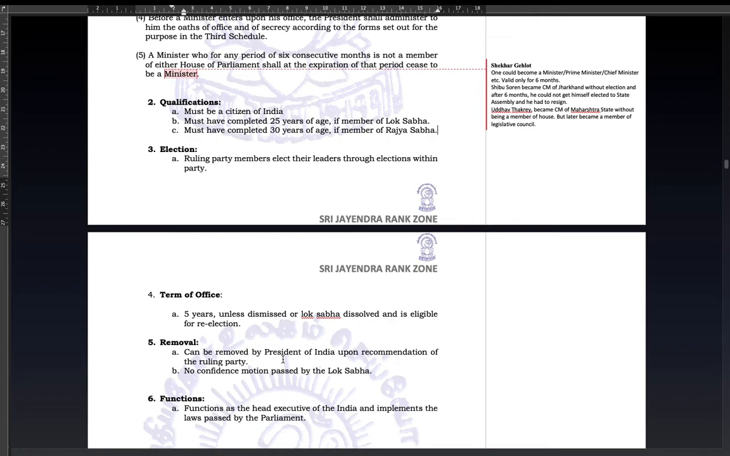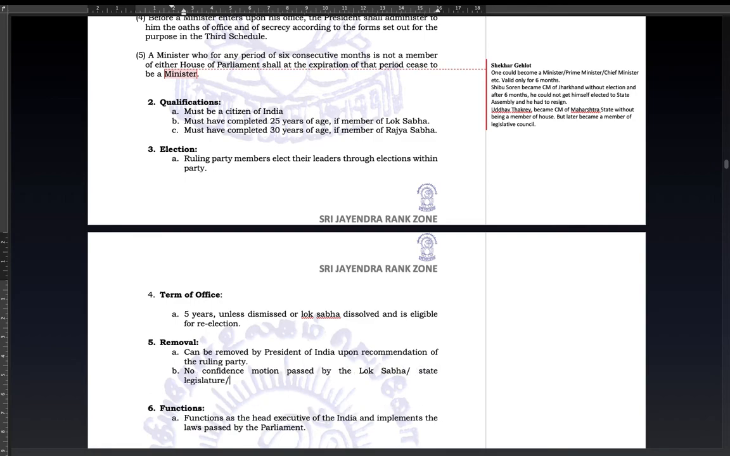Removal: they can be removed by the President of India upon recommendation of the ruling party, or by a no confidence motion passed by the Lok Sabha. Okay, when the ruling party, suppose BJP today, convenes a house of the BJP members and they all vote in favor of removal of Modi as prime minister, then the president will remove Modi from prime ministership. Or when there is a no confidence motion passed by the Lok Sabha or state legislature for the CM or state ministers.